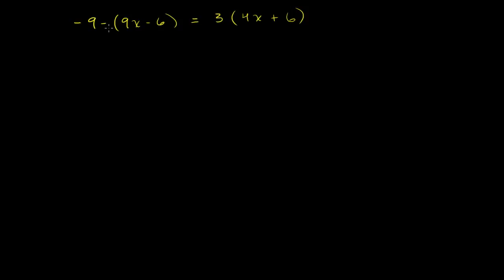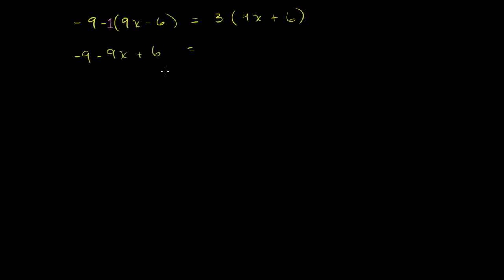This has a negative 1. You just see a minus here, but it's really the same thing as having a negative 1 times this quantity. And here you have a 3 times this quantity. So let's multiply it out using the distributive property. On the left-hand side of our equation, we have our negative 9. And then we want to multiply the negative 1 times each of these terms. So negative 1 times 9x is negative 9x. And then negative 1 times negative 6 is plus 6, or positive 6.